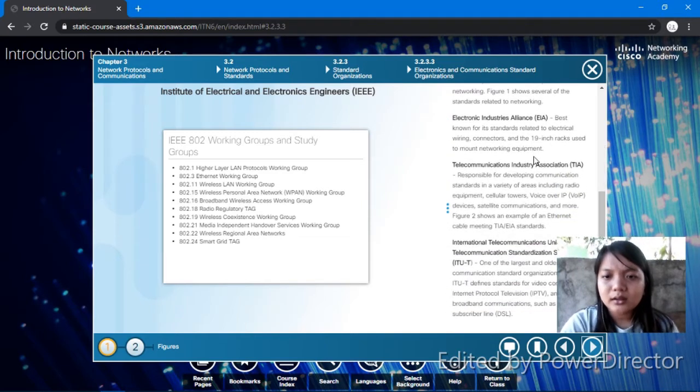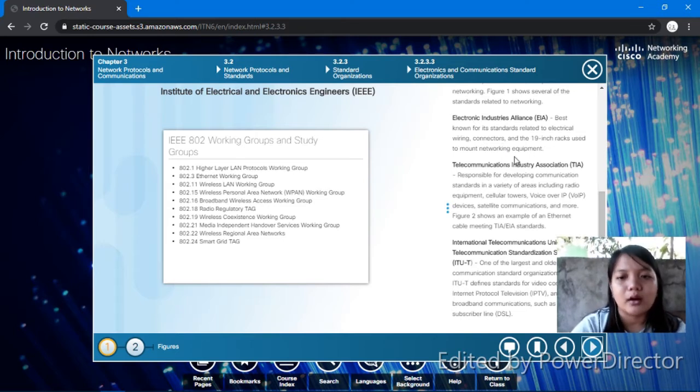Then the Electronic Industries Alliance, best known for its standards related to electrical wiring connectors. So the EIA is responsible for the electrical wiring connectors and the 19-inch racks used to mount the networking equipment.